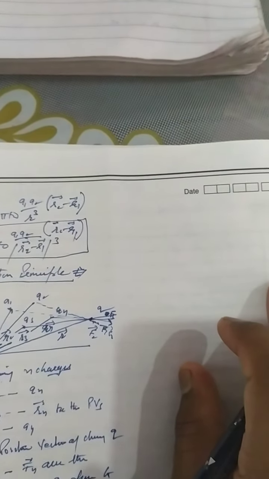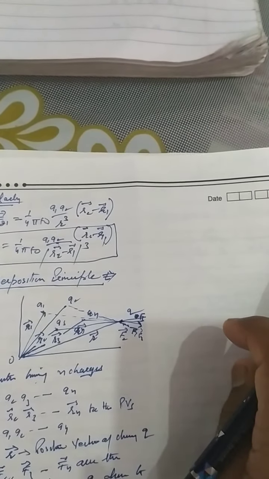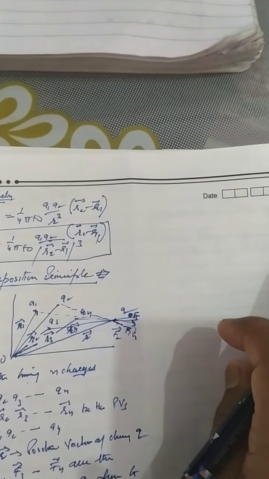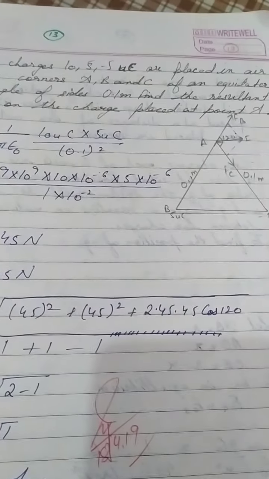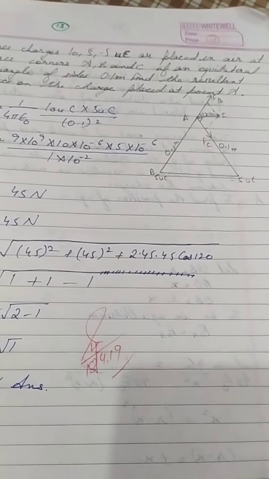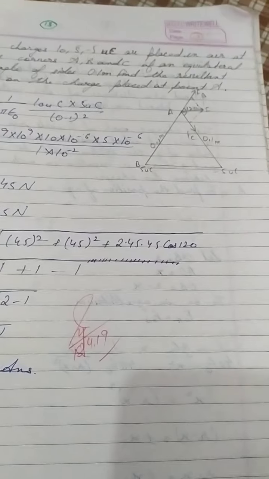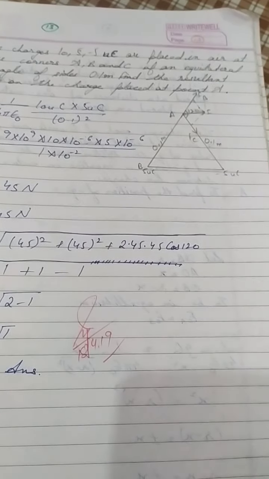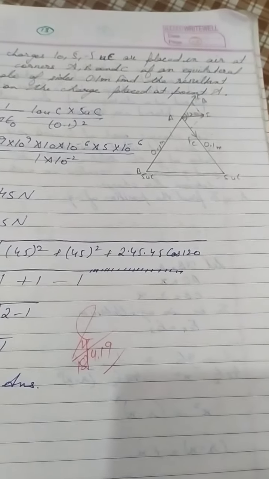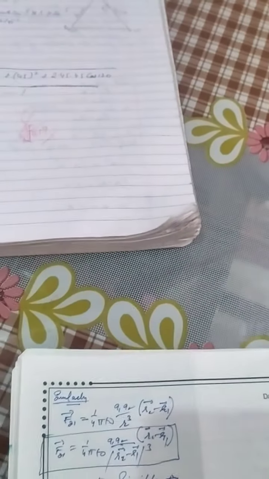There is a numerical on page number 13. This is an example. Three charges 10, 5 and minus 5 microcoulombs are placed in air at three corners A, B, C of an equilateral triangle of sides 0.1 meter. Find the resultant force on the charge placed at point A. So we have to find the resultant force, the net force due to these charges.